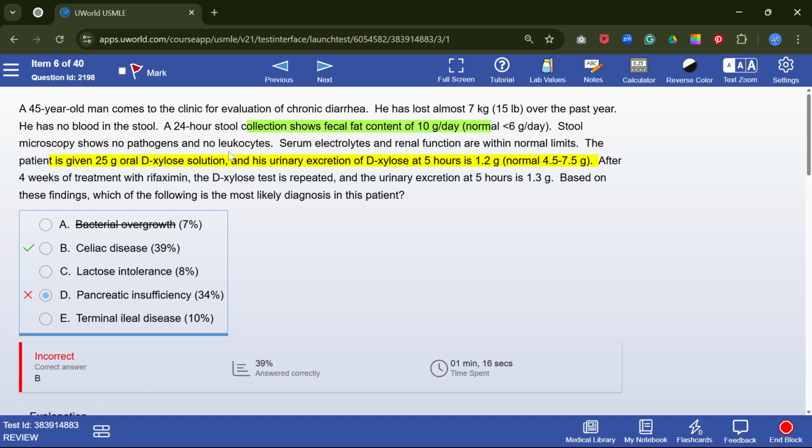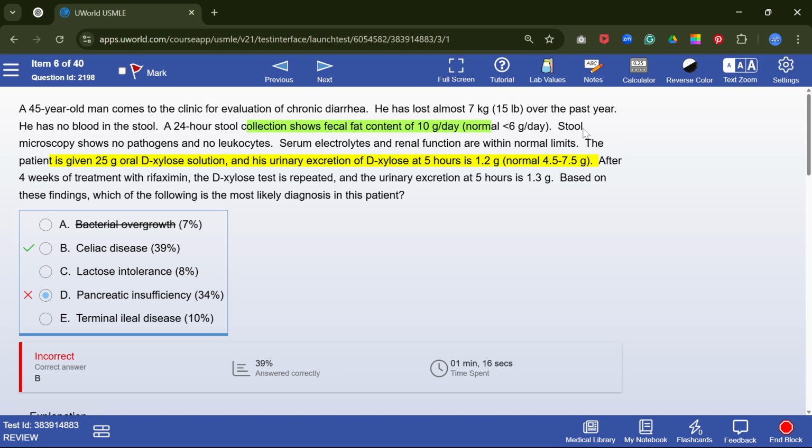The patient is given a 25-gram oral D-xylose solution, which is a monosaccharide, and his urinary excretion of D-xylose is low. After 5 hours, urinary excretion of D-xylose is only 1.2 grams, below normal. Normal is 4.5 to 7.5. After 4 weeks of treatment with rifaximin, a gut sterilizer, the D-xylose test is repeated. Again the urinary excretion after 5 hours is only 1.3. So D-xylose is again low, an abnormal D-xylose test with low urinary excretion. It looks like an intestinal pathology.